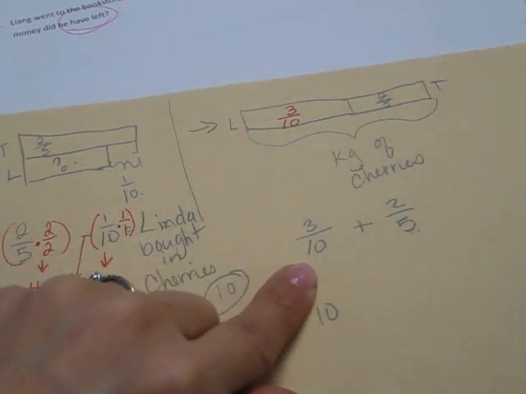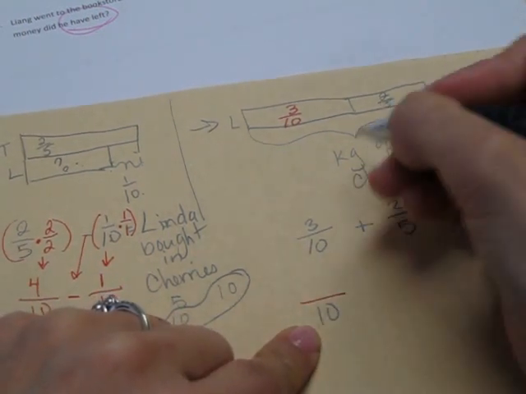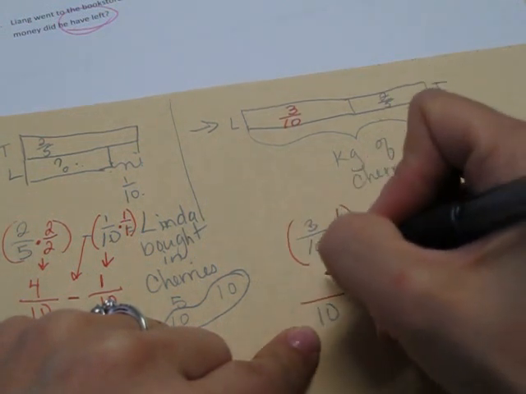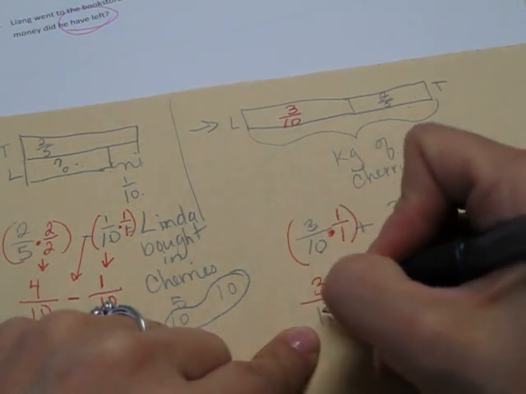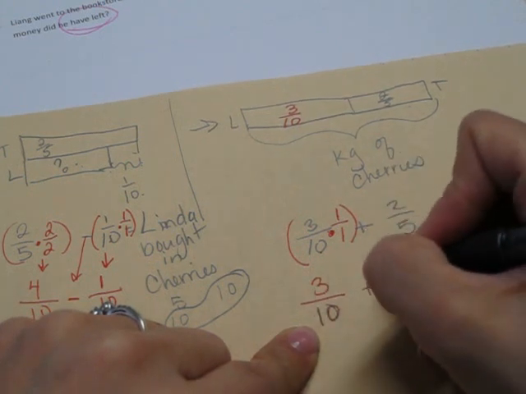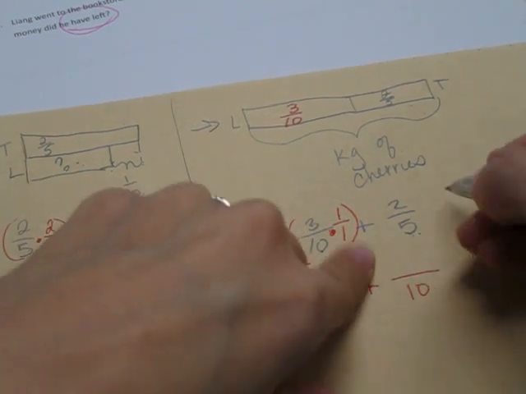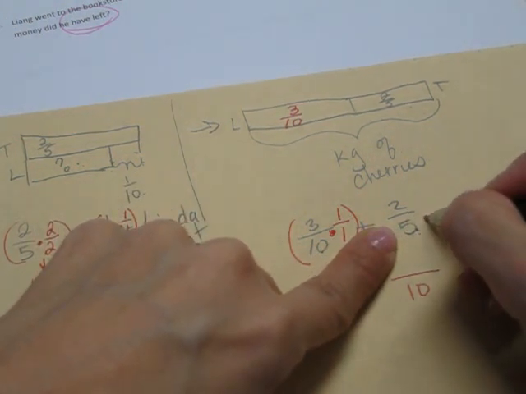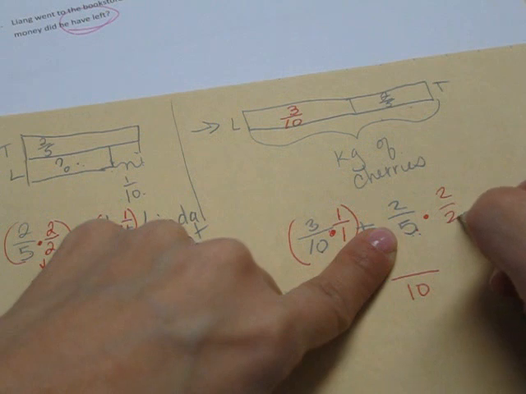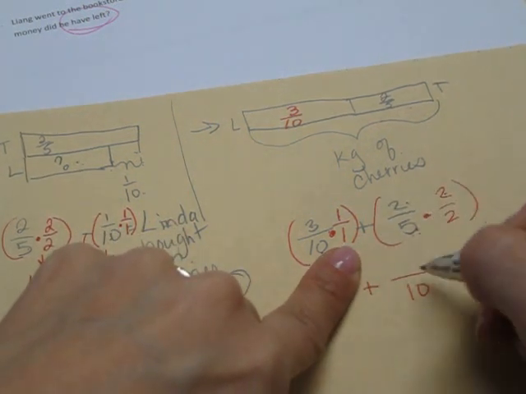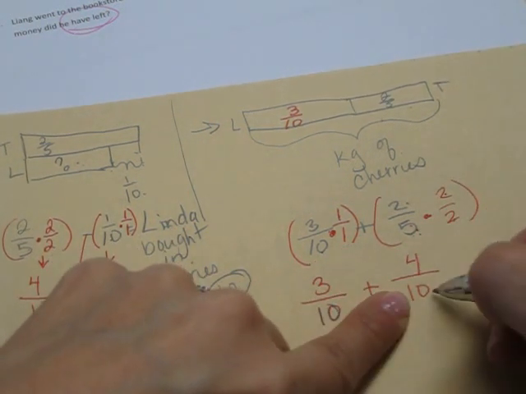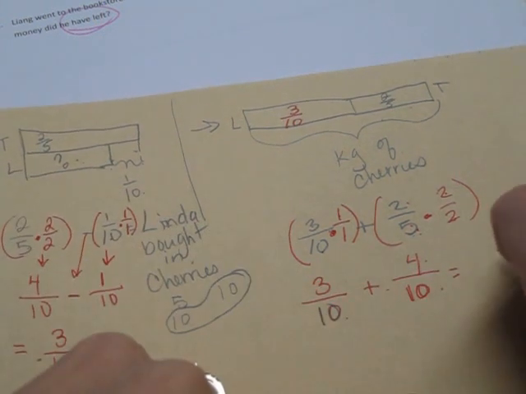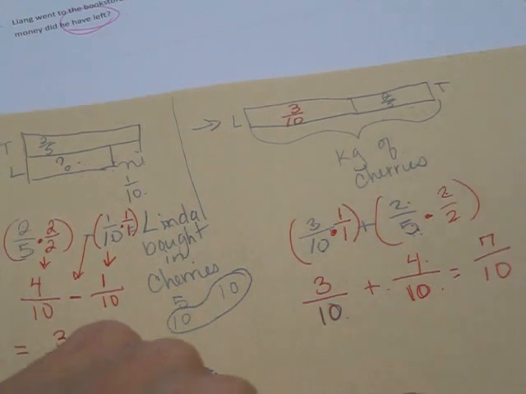So what do I multiply 3/10 by to get denominator of 10? Multiply it by 1 over 1. 3 times 1 is 3. 10 times 1 is 10. Plus, this is going to change to a 10. In order to make the denominator 5 a 10, I'm going to go ahead and multiply it by 2 halves. 2 times 2 is 4. 5 times 2 is 10. 3/10 plus 4/10 equals 7/10.